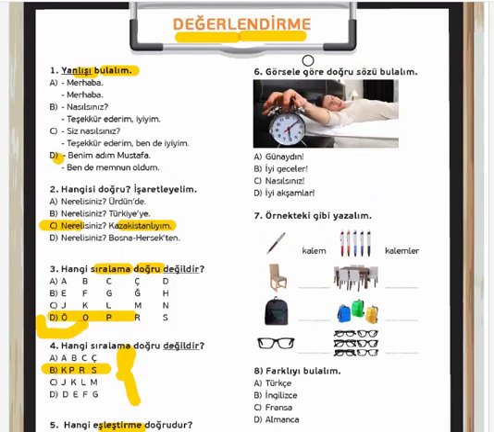Now we have the sixth one. Görsele göre doğru sözü bulalım. Let's find the correct word according to the condition, like 6 a.m. or p.m. you can say. First one is günaydın, good morning. İyi geceler, good night. Have a good night. Nasılsınız? How are you? İyi akşamlar, good evening. So günaydın will be correct. Günaydın, good morning.